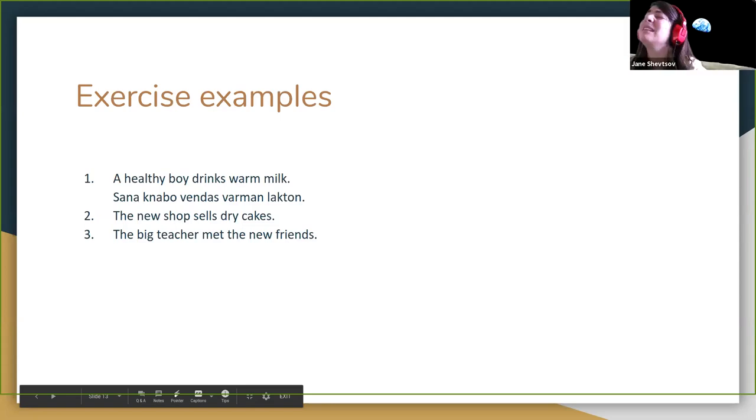Then what about number two? Anybody want to take a stab at it? La nova boutiko vendas sekan kukojn. Yeah, excellent. And I like how you remembered to make the adjective plural. That's one thing that's a challenge for English speakers because we don't do that in English.